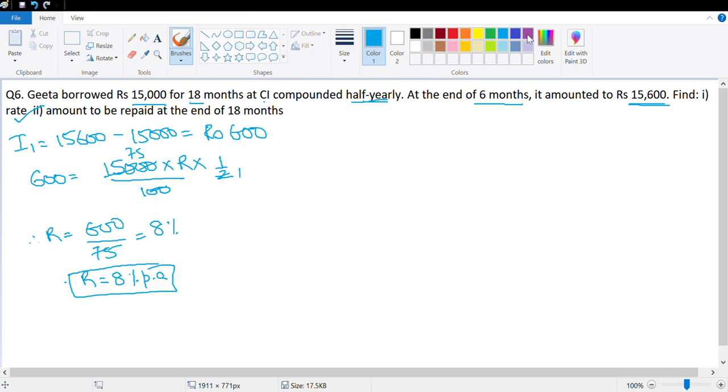Let's look at the second part of the question. It says amount to be repaid at the end of 18 months. So we need to calculate the amount at the end of 18 months. We know A is equal to P 1 plus R upon, oh, we haven't done the formula yet, right? This is this chapter without the formula, so I can't use the formula. Let's go ahead and solve it without the formula.